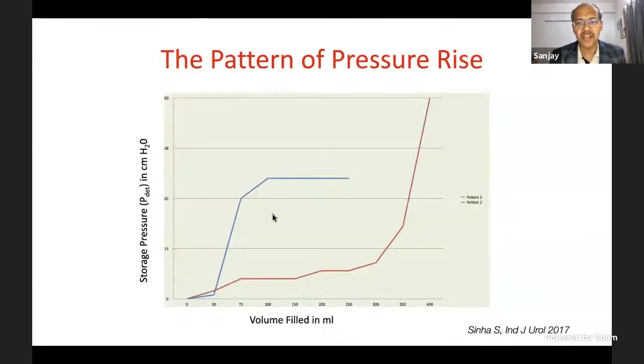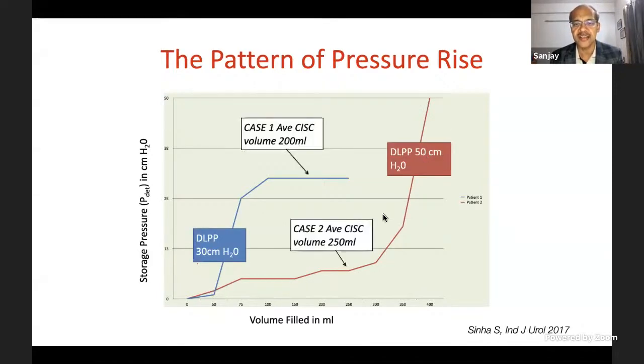The pattern of pressure rise is important, and you can see here two children, one in whom the pressure rises rapidly, but not to the extent that it rises in the other child. But in the other child, the pressure rise is much slower through all of filling. And especially if this patient is having a CIC volume, let's say of 250, and this pressure is starting to rise after say 300, this patient is likely to be safe despite a high leak point pressure. And this patient may not be safe despite a relatively lower leak point pressure.